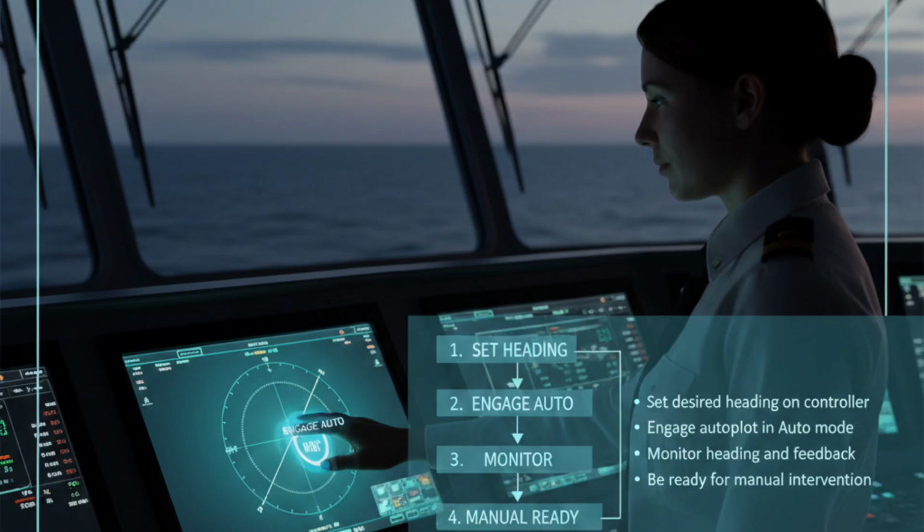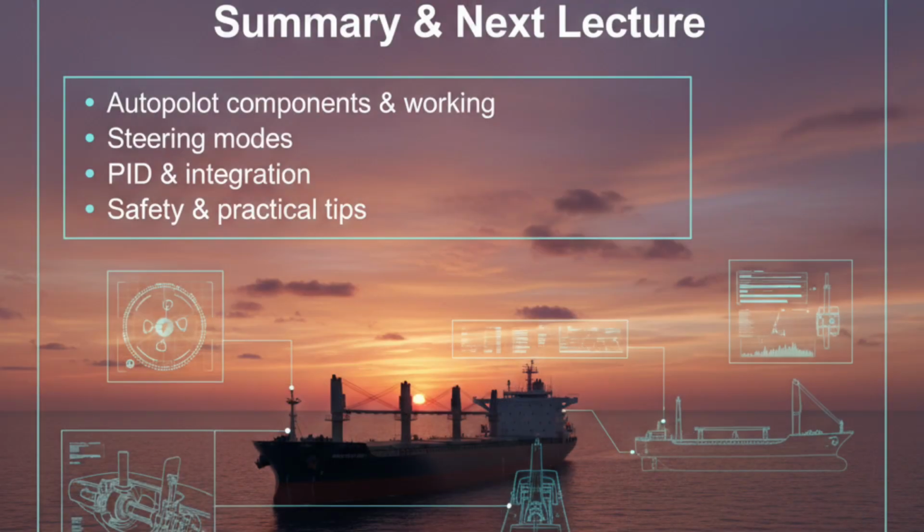However, the officer must monitor rudder angle indicators, heading display, and environmental conditions. Sudden wind shifts or traffic situations may require immediate manual takeover. Good seamanship requires understanding when to rely on automation and when to intervene. Autopilot assists navigation, but it never replaces human responsibility. Your step-by-step diagram on the slide clearly shows this operational sequence, from setting course to monitoring and being prepared for manual control.